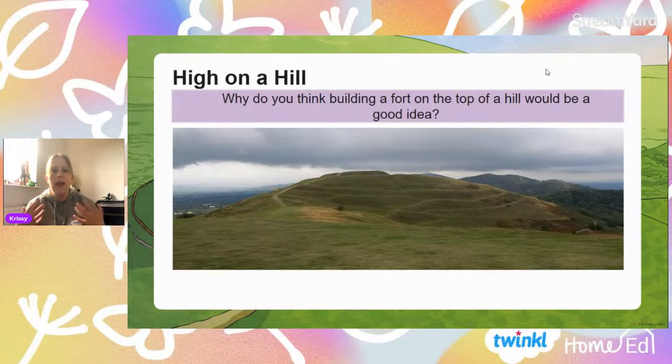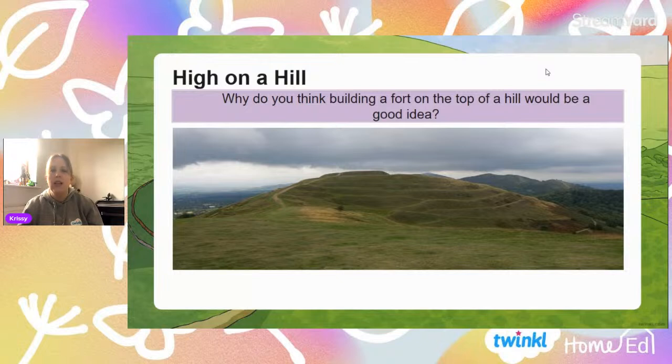And so we're seeing yet again this evolution of thought and this evolution of human ideas. Now, why is it a good idea to build on top of a hill?